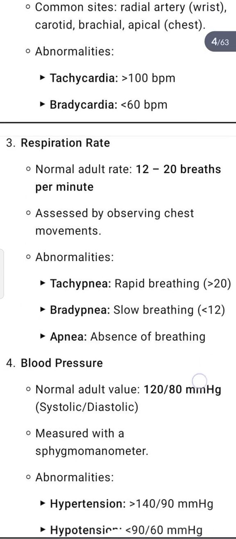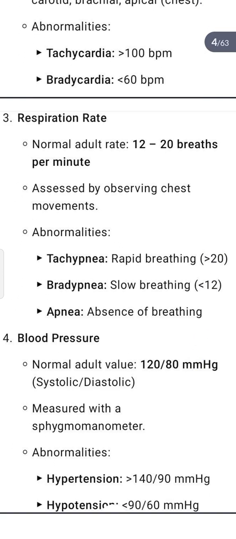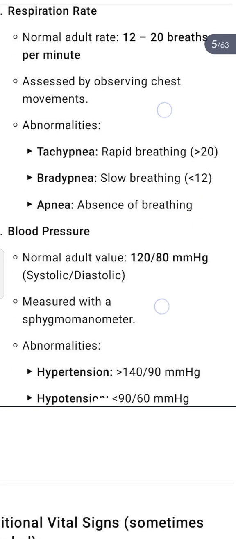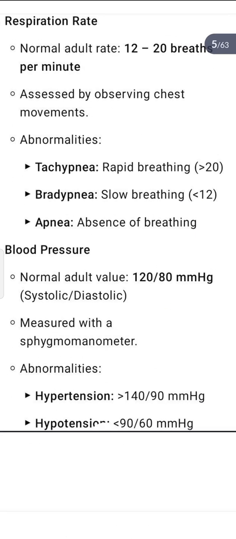Now let's see respiration rate. The normal adult rate is 12 to 20 breaths per minute. It is assessed by observing chest movement. When we take the respiration rate of the patient, we never inform that we are taking your respiration rate. If we tell them that we are checking, they will alter it. So it's a normal procedure: when we check vital signs, TPR, BP, in sequence, without telling, we just count his respiration rate. Tachypnea is rapid breathing. Bradypnea is slow breathing. Apnea, as the name suggests: A for apnea, A for absence of breathing.